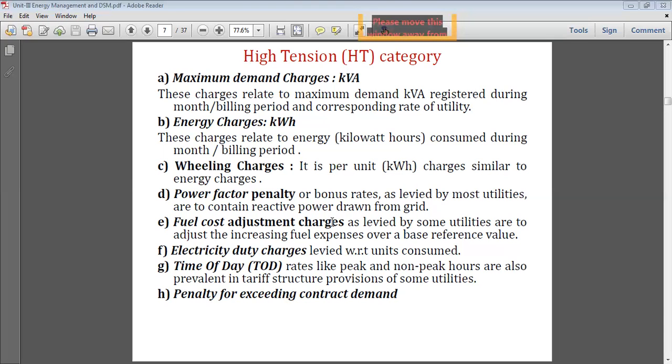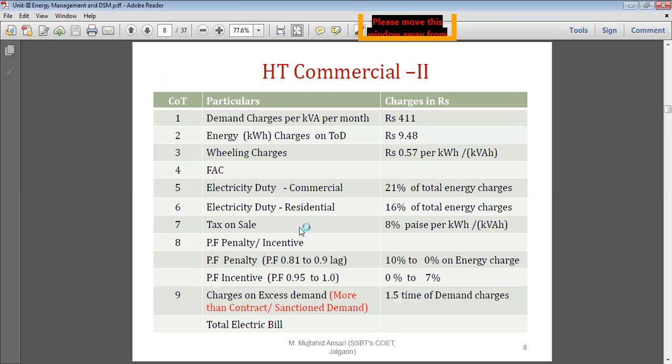Fuel cost adjustment charges and electricity duty depend upon the number of units consumed by the consumer, and on the total amount it is 21% for commercial and 16% for residential tariffs. Time of day tariff is used for more than 20 kilowatt connected load, either on the LT side, and definitely for the HT type of consumer. And there is a penalty for excess demand charge: if your maximum demand occurs more than the contract demand, then you have to pay a maximum demand charges penalty. So this is an example of the HT commercial 2 type tariff.